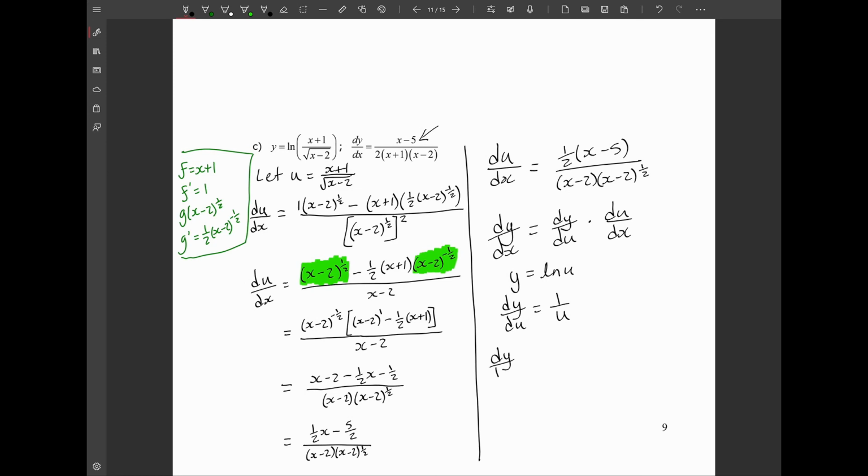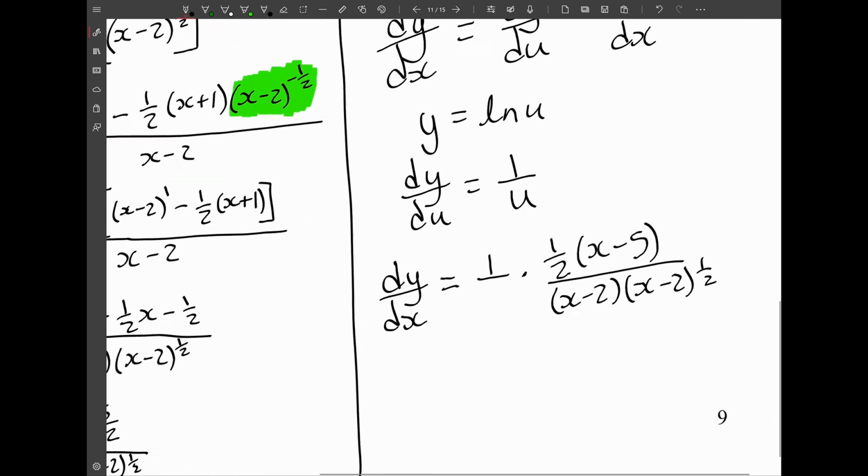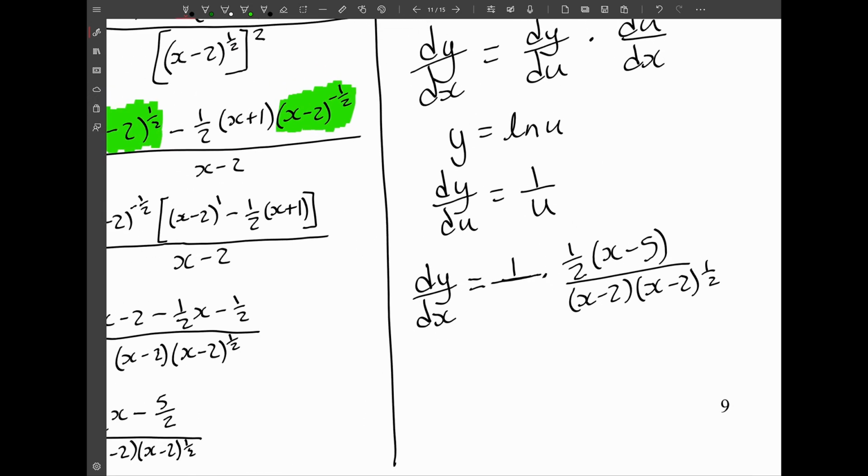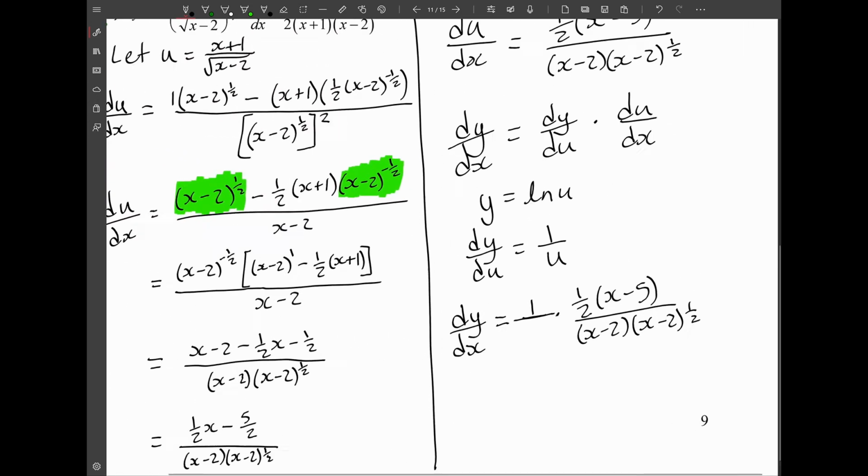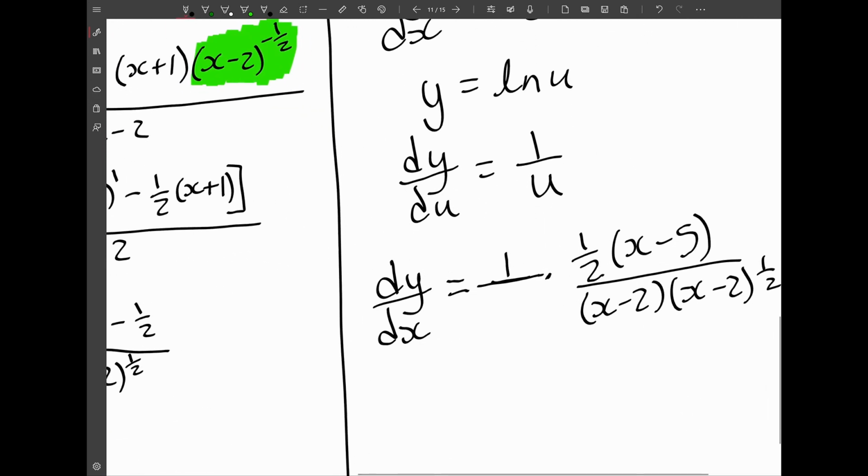Okay, so now we can get to our answer. dy dx is equal to, well, dy du, which is 1 over u, times du dx, which is 1/2 (x minus 5), all over (x minus 2)(x minus 2) to the 1/2. But I can sub out that u with what u actually represents, which, if we remember, is, sorry, I've forgotten what it is already, (x plus 1) over the square root of x minus 2.